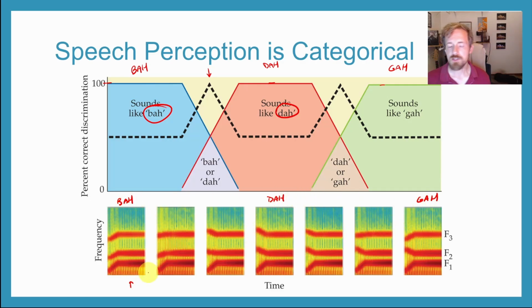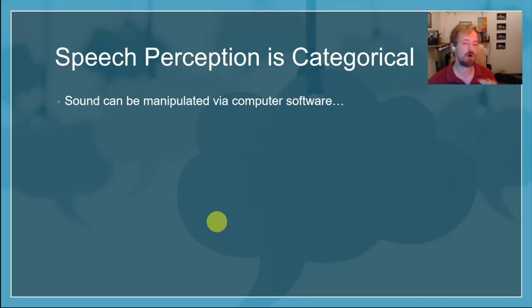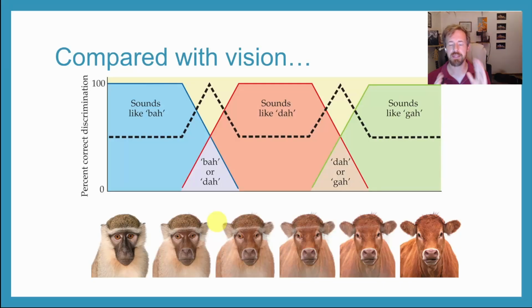But as we tweak these sounds, this right here looks maybe a little bit more like da than it does ba, right? But people will say that they either hear ba or da. They don't say that they hear both. Now, this is still a little bit hard to make sense of. I think maybe it's easier to think about this visually.